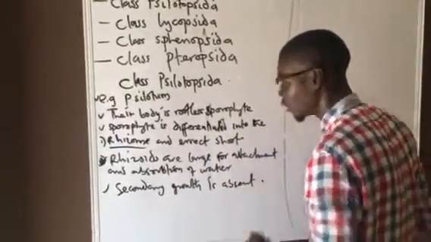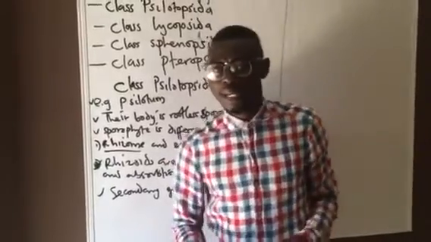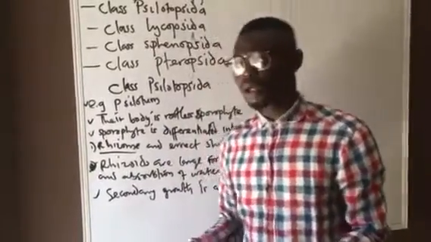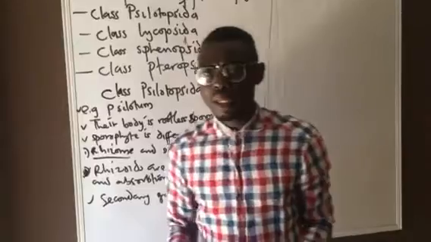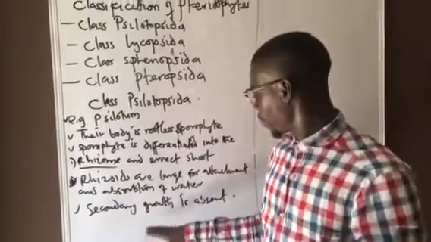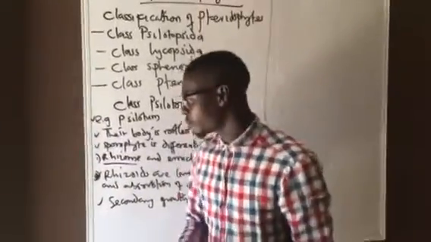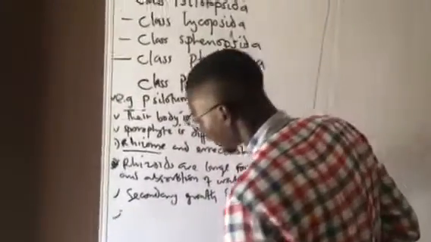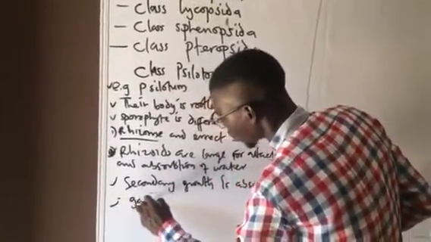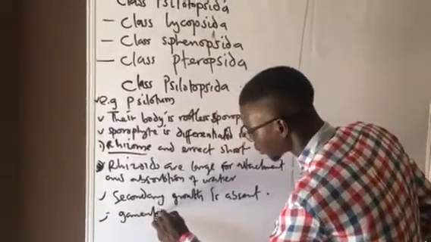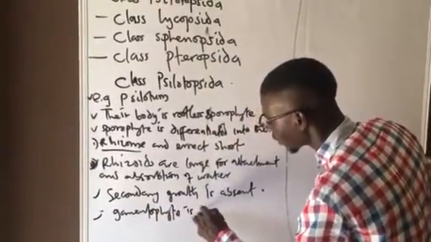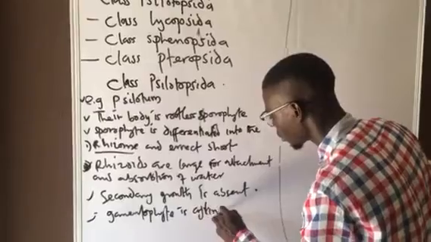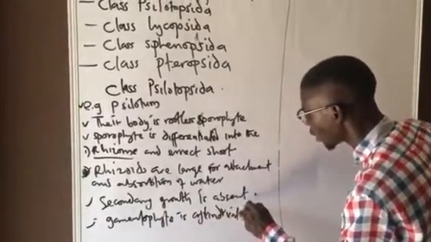and they also have a gametophyte. Their gametophytes are usually green. Their gametophytes are branched and they are cylindrical. The gametophyte is cylindrical and branched.